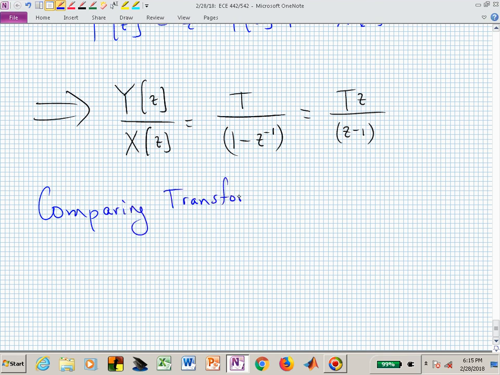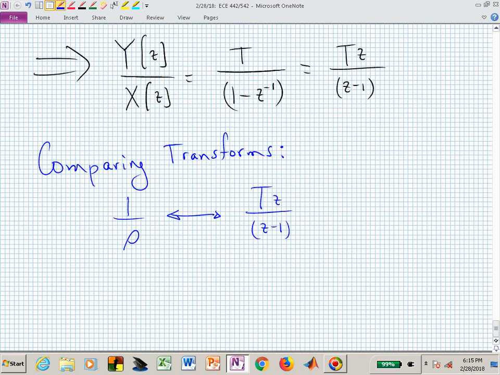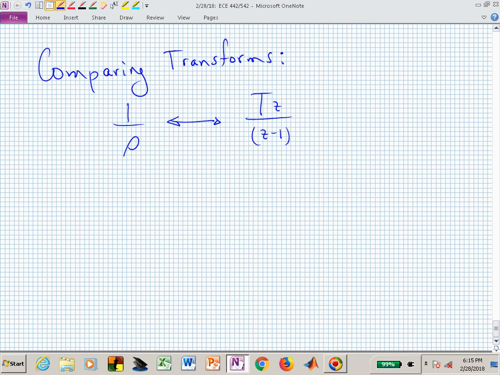we don't have to change anything that we already know about the analog version. That produces a 1 over s in the frequency domain. We compare that with this, which is Tz over z minus 1. And again, we may not want to be standing on our head. So we can now say s is going to be replaced with z minus 1 over Tz.